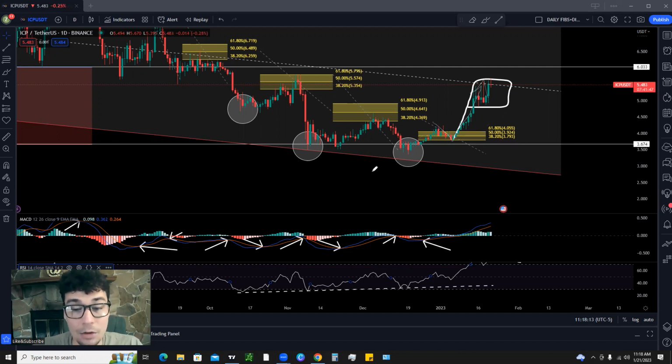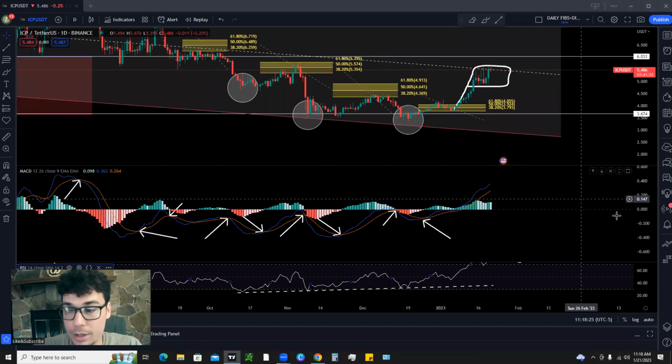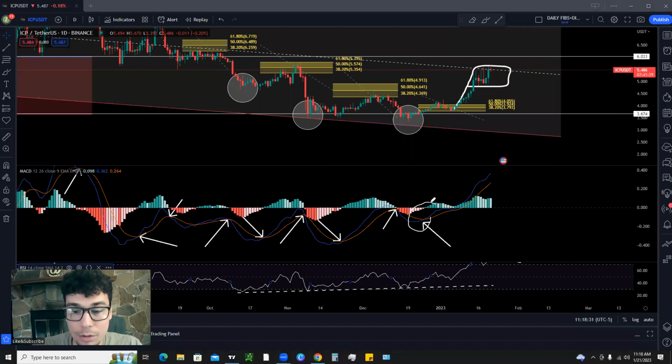Now the MACD is also very useful for this. So if you take a look over here, an exit signal is going to be this blue line crossing below the orange line. We're going to zoom in on our MACD for a little bit so you can see. That's what an exit signal is going to be. And the entry signal is going to be the blue line crossing above the orange line.